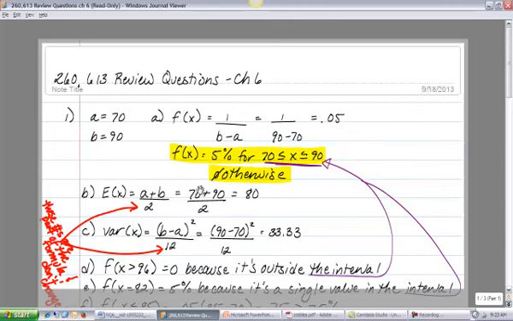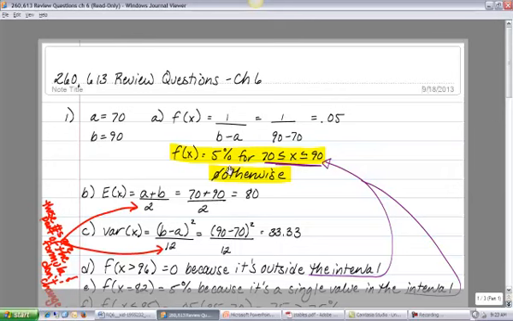The actual probability density function then is f of x is 5% for all x's between 70 and 90, but 0 otherwise. So anytime you're out of that interval, your probability is 0. Anytime you are within that interval, your probability is going to be 5%.